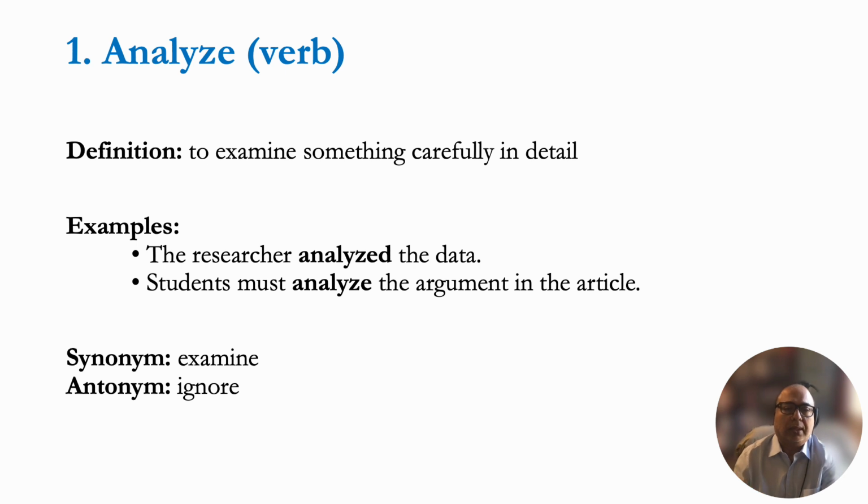The first word is analyze. It's a verb. And it means to examine something carefully in detail, such as analyze the data or analyze the argument. So consider these two examples. The two sentences show you how the word analyze is used in sentences. A synonym is another word that has a similar meaning. Examine means to analyze also. And the opposite, the antonym, is to ignore. That is the first word.